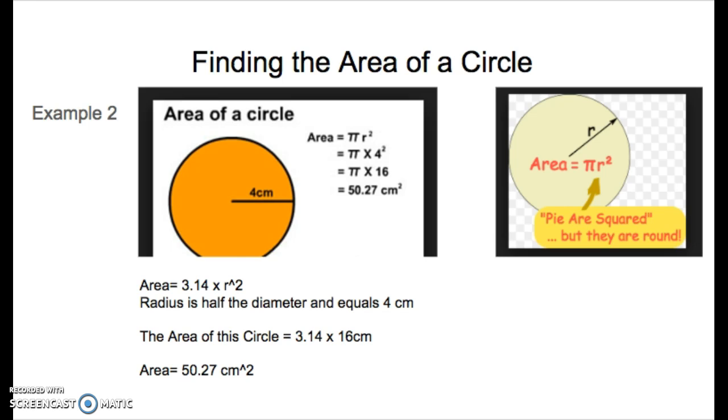So our first example of finding the area of a circle, we use the same formula, which is area equals pi, 3.14, times the radius squared. Here we are given the radius at 4 centimeters, so we simply square 4 centimeters to get 16, multiply that by 3.14, which is pi, and then we get the total area of 50.27 centimeters squared.